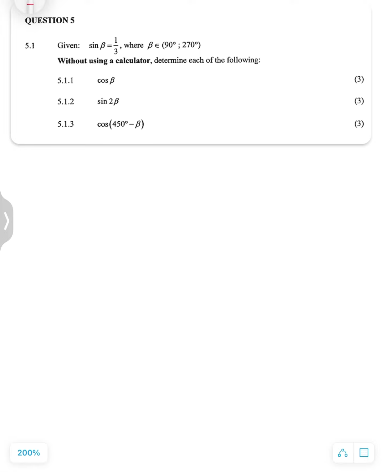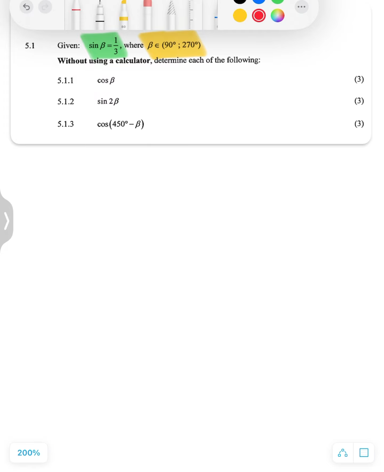It says 5.1, given sine beta is equal to 1 over 3, where beta is between 90 and 270. So that is the important information, so I'm going to highlight it. First we have here that sine beta is positive 1 over 3, and then beta is between 90 and 270. That is important for us to know where to draw our triangle in our diagram, or in a Cartesian plane. So sine beta is 1 over 3.